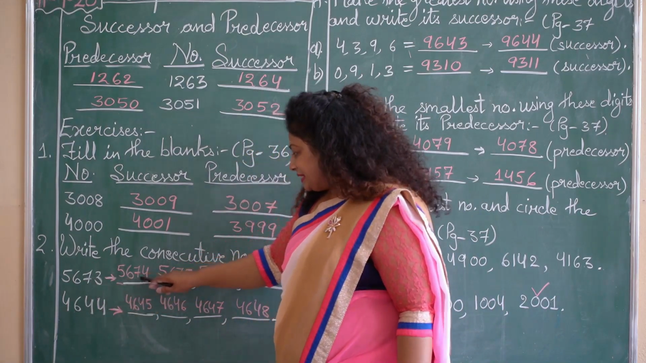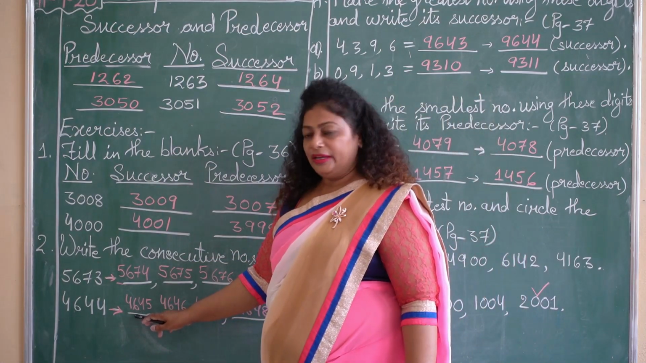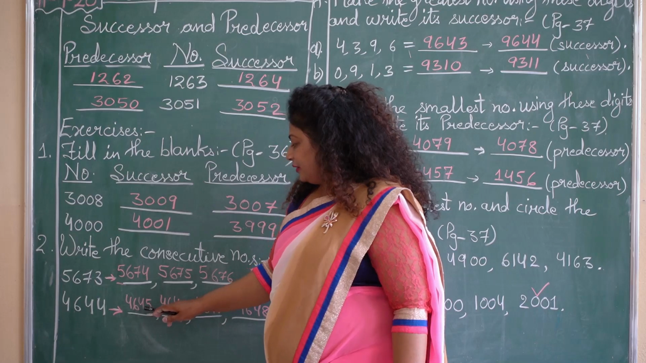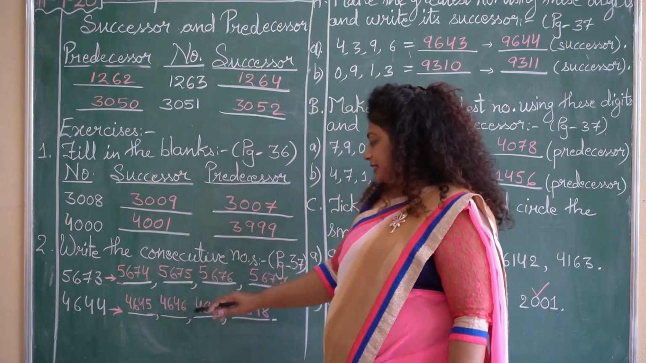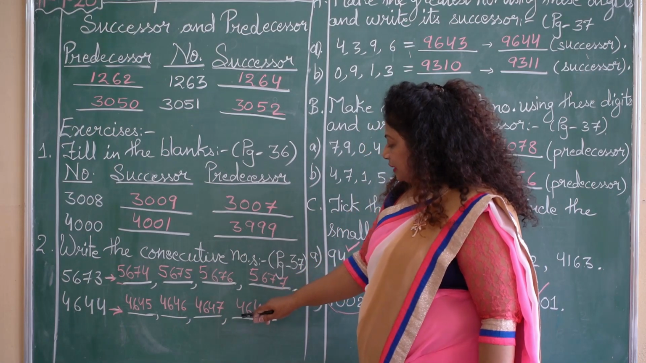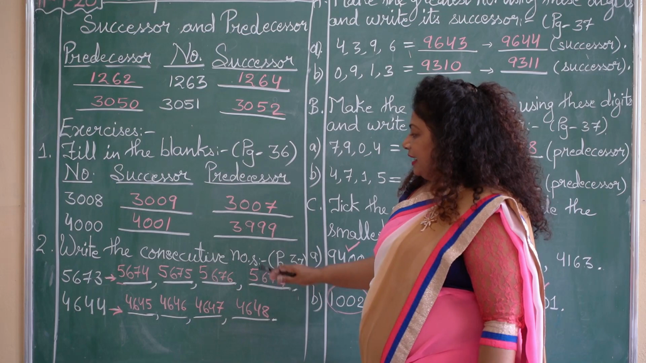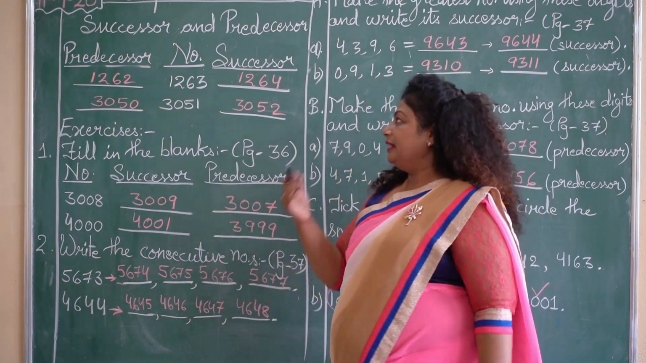Now, next number given to you is 4644. In the same way we will proceed. So first number will be 4645, then 4646, then 4647, then 4648. It is in the manner as you are writing the numbers consecutively, right?